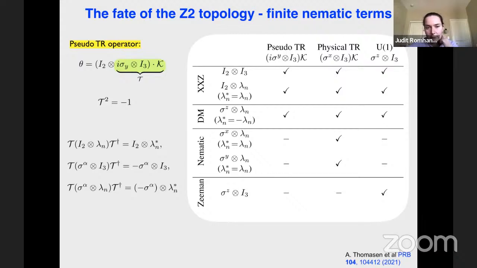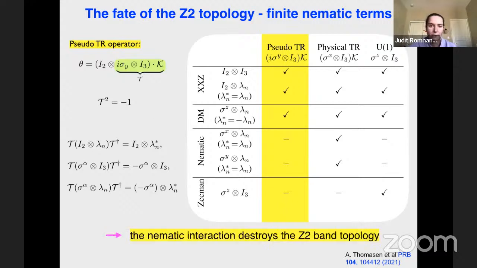So this is the reason why the topology is changed when we have this nematic interaction, because this nematic interaction is kind of like the magnetic field in the original Kane and Mele model. When I turn it on, then the symmetry that was protecting the Z2 topology is not a symmetry of the system anymore, because this nematic interaction and the pseudo-TR operator don't commute with each other. So that will destroy the Z2 band topology.